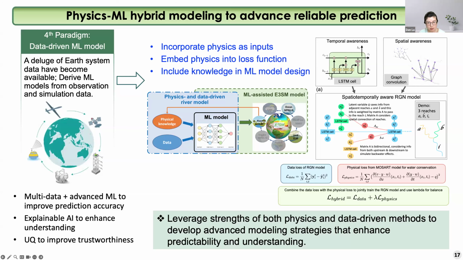By combining the strengths of both the physics-based and the data-driven approaches, these hybrid modeling strategies offer a more robust and generalizable way to improve prediction accuracy and also deepen our understanding of the complex Earth system processes.